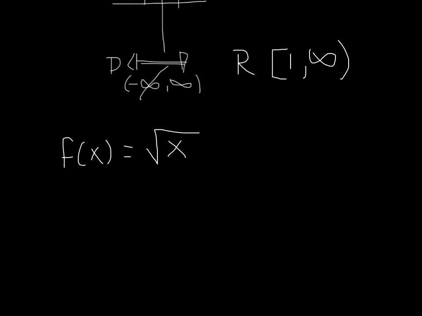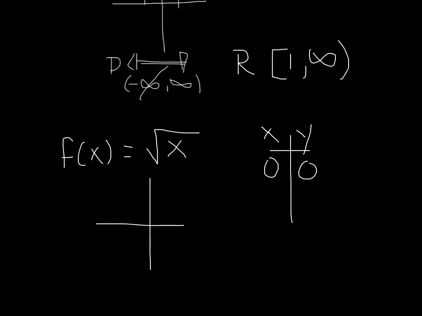Now, the graph of this is going to be limited. We can't put in negative values because we don't want to take a square root of a negative. So the smallest value we can put in right there is 0. Square root of 0 is 0. And then I can plug in 1. And then I'm going to jump up to 4 because that's the next perfect square.